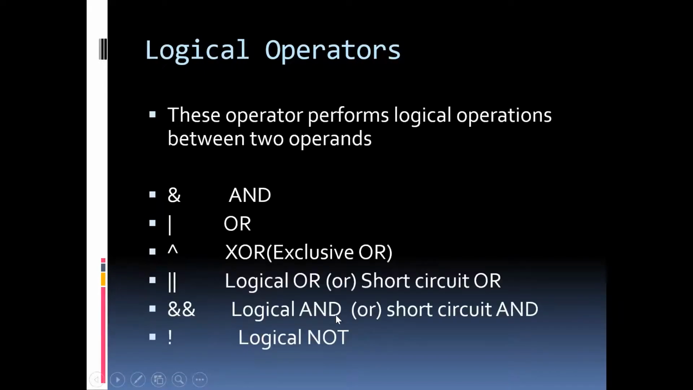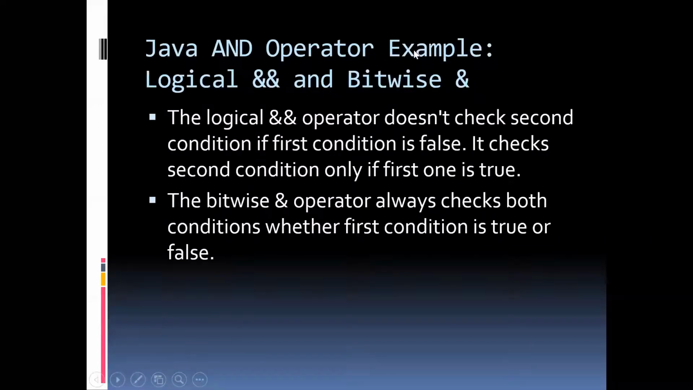Okay, moving on to logical operators. These perform the logical operations between two operands, and the logical operators are like this: and, or, XOR, exclusive or we can say, so logical or short circuit or, logical and, logical not. Now you will see AND operator examples, between logical and bitwise AND. Coming to the logical AND, if certain conditions are present in the program, like if else, if the first condition is false, then it doesn't move on to any other conditions. It gives that as output. That is what the logical AND does.